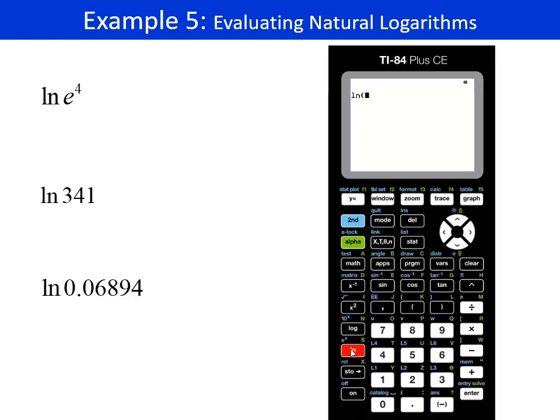The ln key is on the left side of the keypad next to the 4. And so the ln of e to the 4 is 4, just like we just figured out. The ln of 341, notice if that's all we're typing, we don't need to close the parentheses. And the ln of 0.06894. And again, rounding off may be something we would need to do.